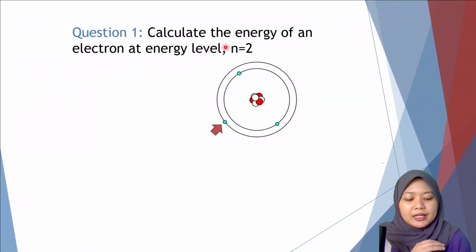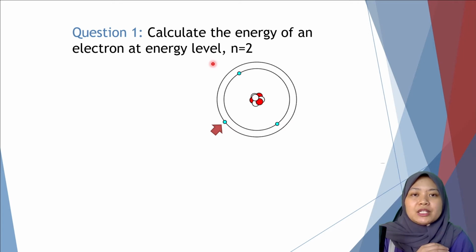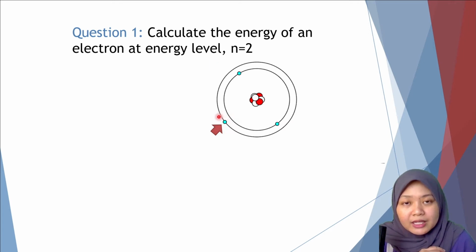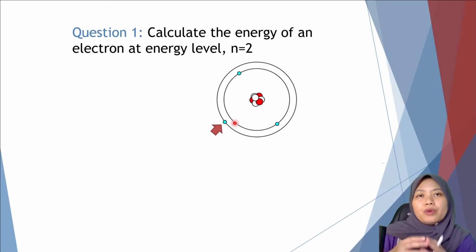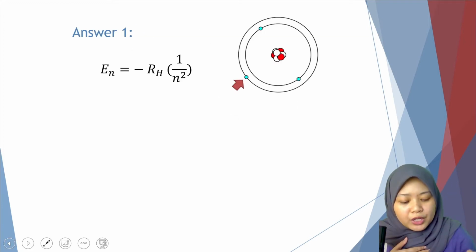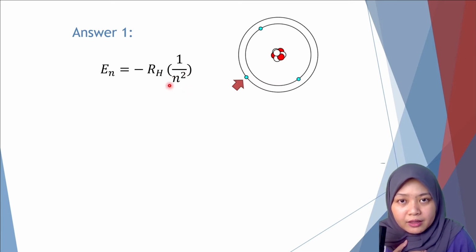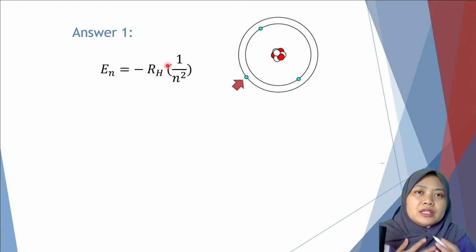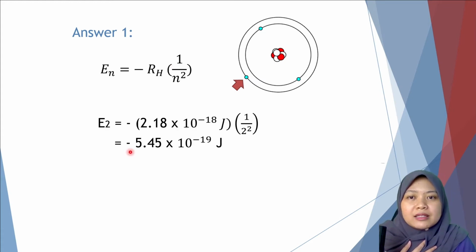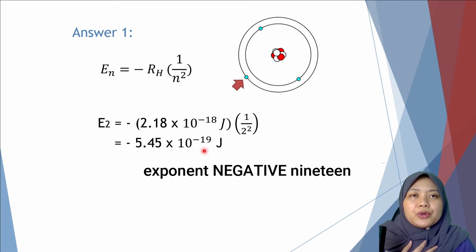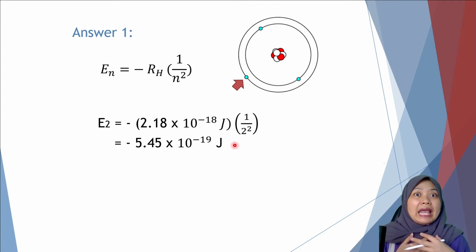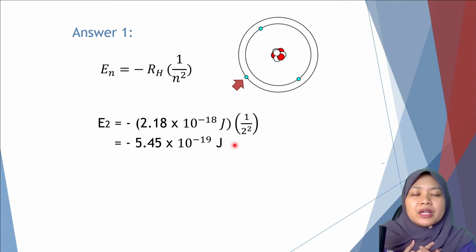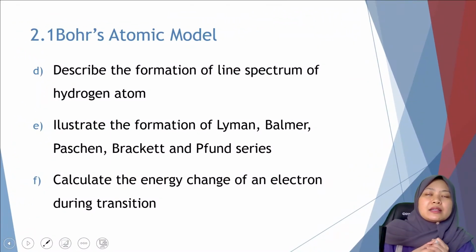Question 1. Calculate the energy of an electron at energy level n equal to 2. We are referring to this electron. First, you have to write the formula. Then you just substitute the value of n with number 2, because we are referring to the electron at energy level 2, and then you substitute the Rydberg constant, refer to the previous slide, or you can also refer to the list of constant values. Then you will get the answer: negative 5.45 × 10^-19 joule. Because the unit for energy is joule, please write the correct unit.